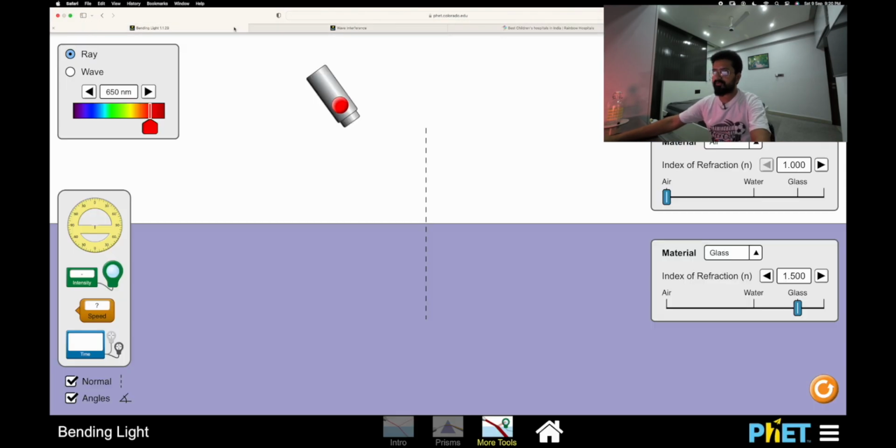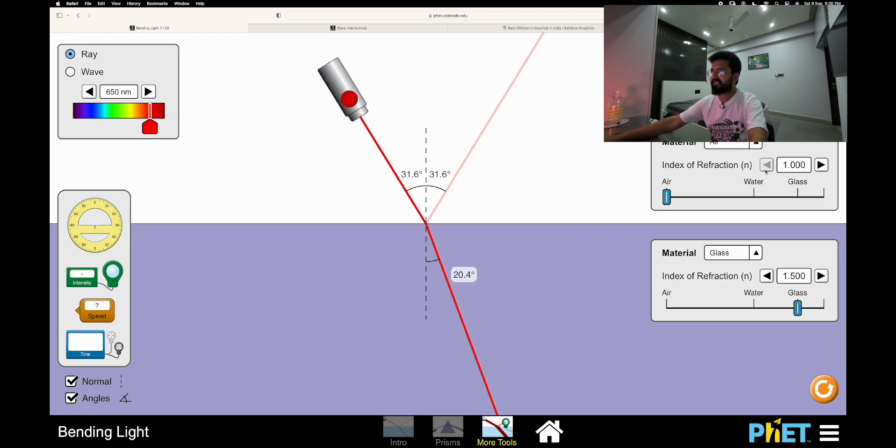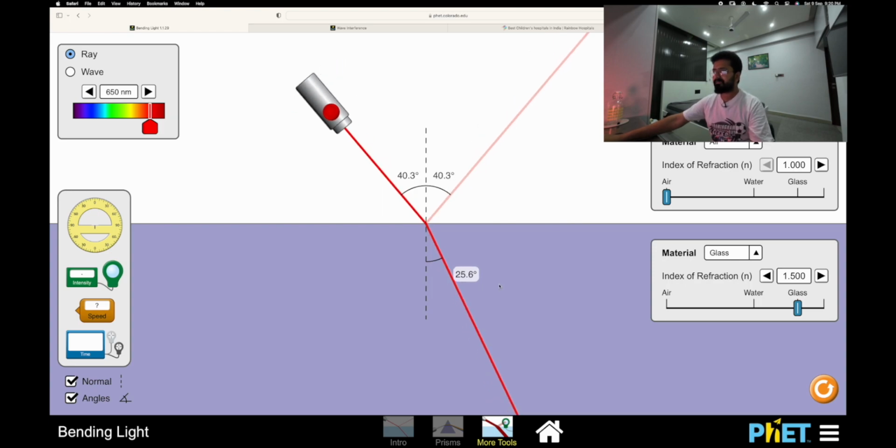Right, so you can see there's a source of light I'm shining. The light is traveling from air into water, and since it is traveling from a rarer medium to a denser medium, it is bending towards the normal. Pretty much simple, we already know about that.